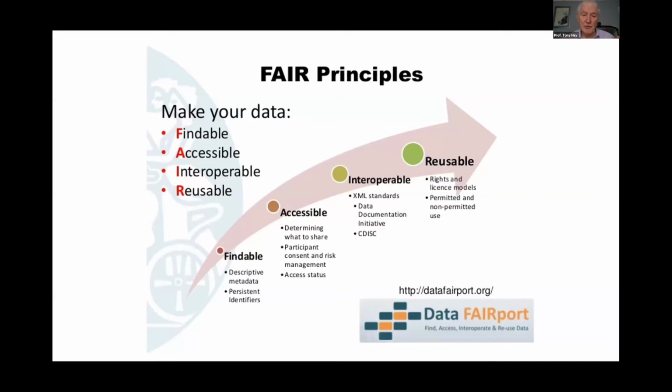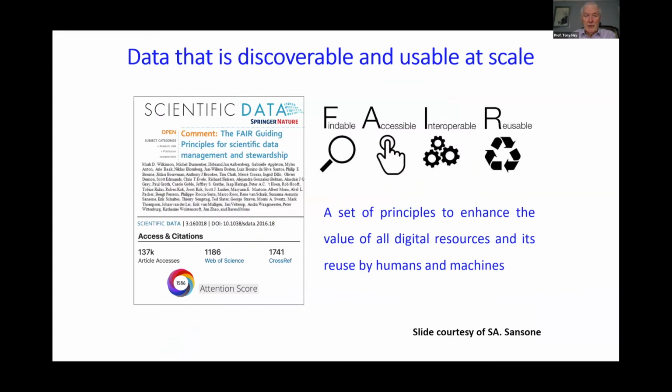FAIR principles sounds really good, but we need to figure out exactly what we mean by that. And I'd like to just say a few things about this. I'm not going to talk about it in detail. There's more information on the slides than I'm going to go through. So let me just quickly run through some of the things that I think are important. So this is data discoverable and usable at scale: findable, accessible, interoperable, and reusable. And this is where it was published, Scientific Data. Susanna Sansone is one of the editors on the editorial board of Scientific Data.